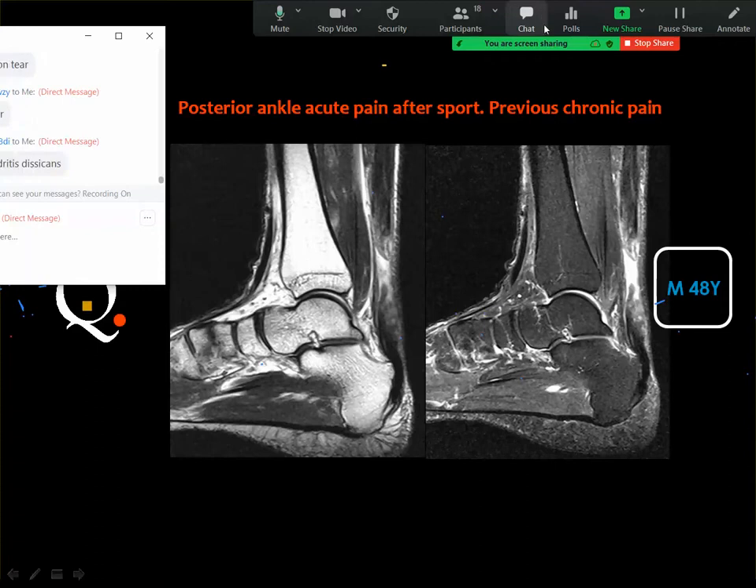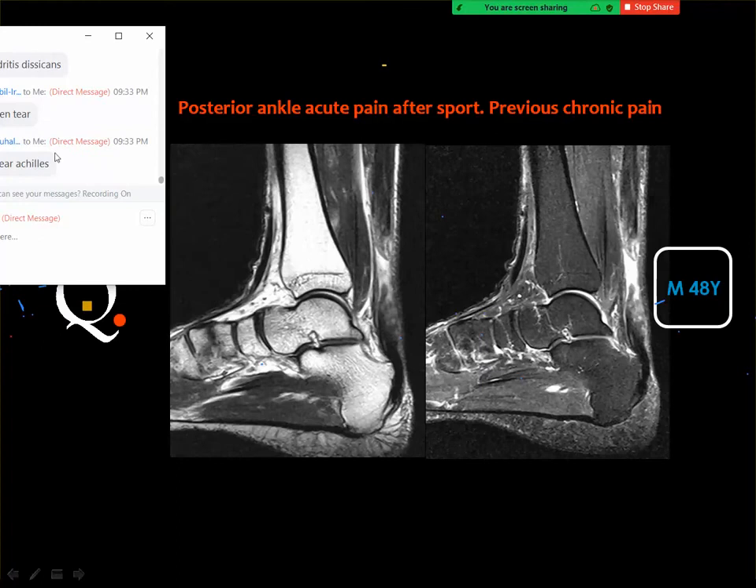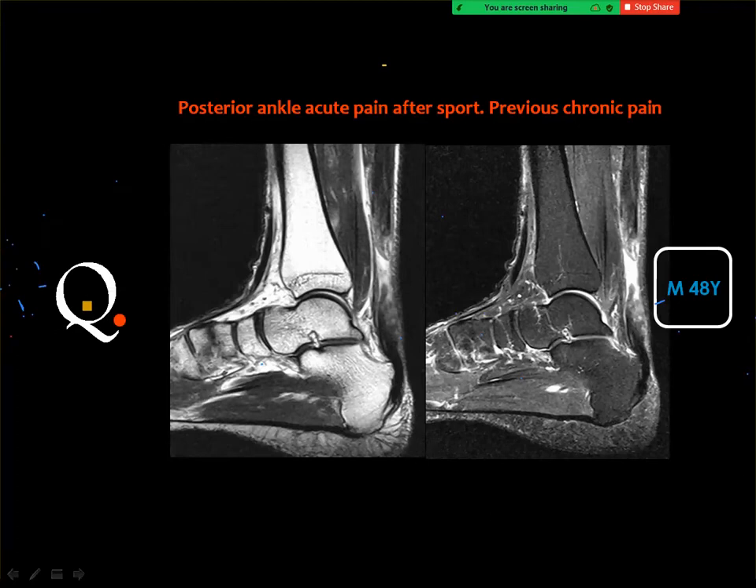Achilles full thickness tear, osteochondritis dissecans, complete Achilles tendon tear. Okay, yes, and this is full thickness tear of the Achilles tendon.